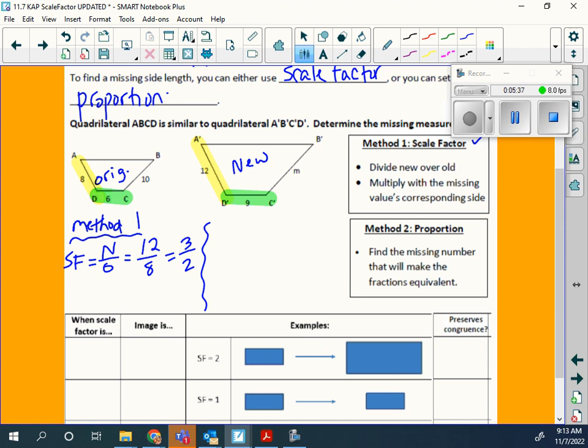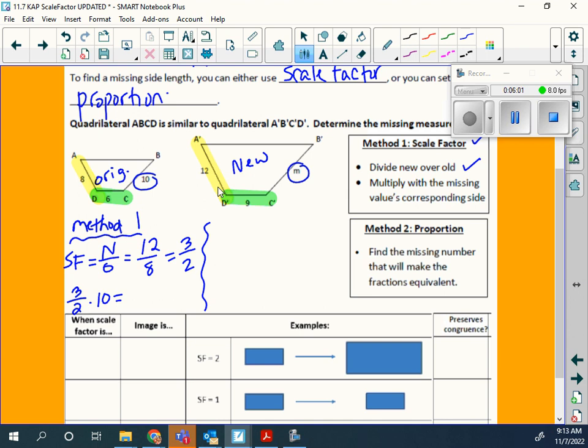Okay? So now that I have my scale factor, that was step 1. Step 2 says multiply with the missing value's corresponding side. So what is the corresponding side to the missing value? 10. Excuse me, 10. So we would take our scale factor times 10.